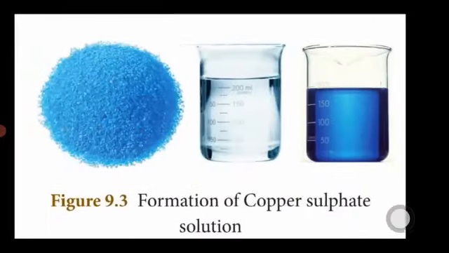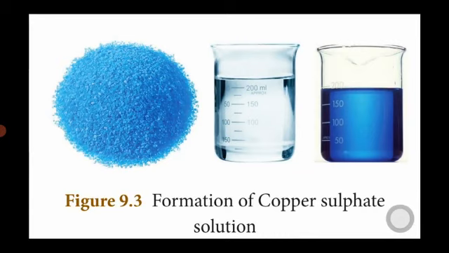Another example. Blue color crystals are called copper sulfate. When the copper sulfate crystals dissolve in water, we get a blue color solution. The solution is called a homogeneous solution. The sugar and copper sulfate are completely soluble in water, so we get a homogeneous solution.